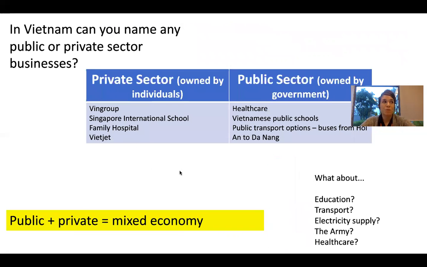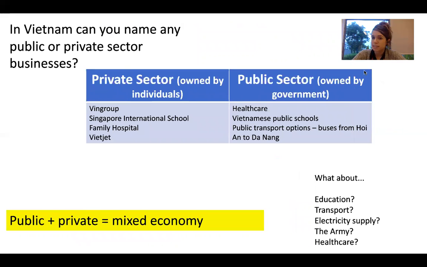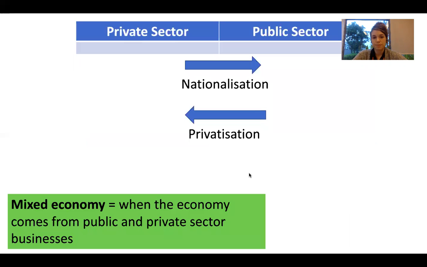For example, private sector businesses within Vietnam include Vingroup, Singapore International School, Family Hospital and Vietjet. For public sector, some healthcare hospitals are owned by the government, some Vietnamese public schools, and some public transport options. For example, the bus from Hoi An to Da Nang is subsidised by the government as well, so you would say that's a public sector. If you have public plus private sector businesses, it means that you have a mixed economy.